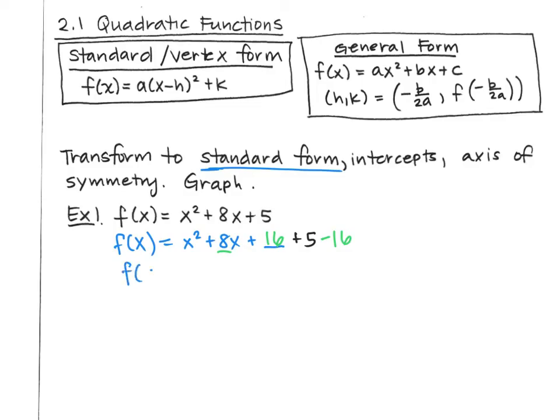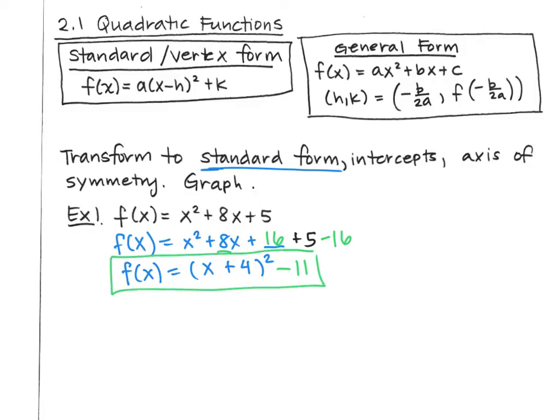Okay, but why did I do this? I did this so that now the x squared plus 8x plus 16 could be factored into a perfect square, because x squared plus 8x plus 16 is factored into x plus 4 quantity squared. And then at the end I have 5 minus 16. 5 minus 16 is minus 11. Okay, so I have already transformed this to standard form or vertex form.